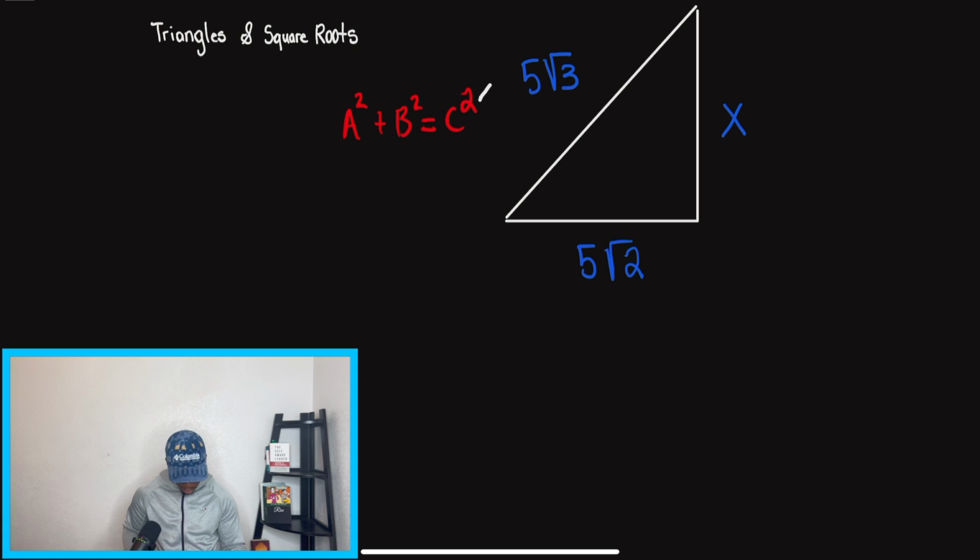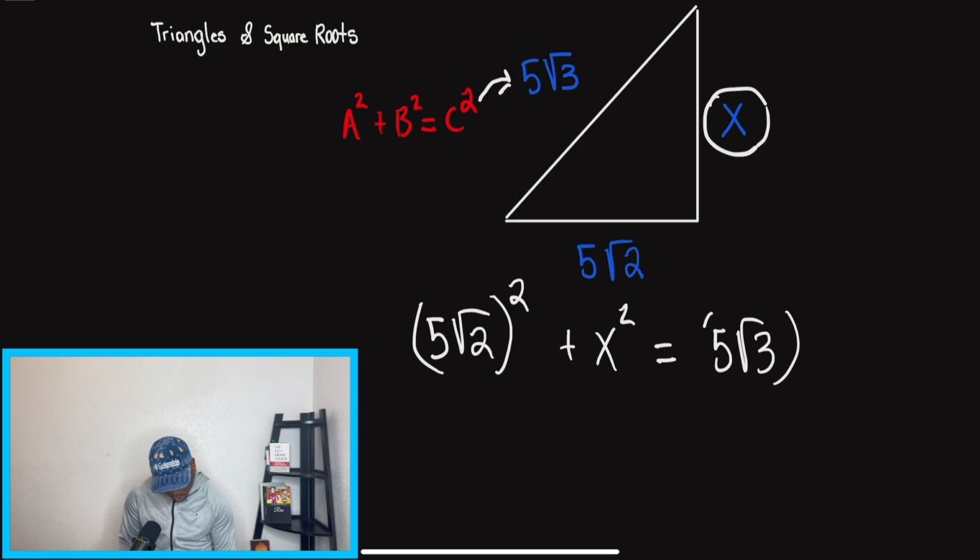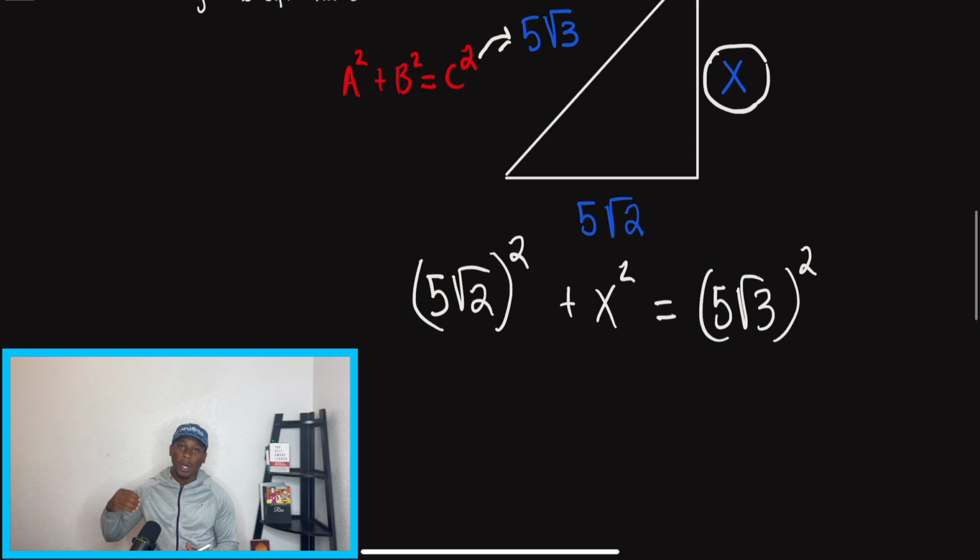We cannot change that. So in this problem, we need to make sure that we understand that 5 radical 3 is c. I'm going to make x my b, and we're going to figure out how to solve for the missing side length when we're working with radicals. Once we set our equation up, we have (5 radical 2) squared, because we have to square each side, plus x squared is equal to (5 radical 3) to the second power.